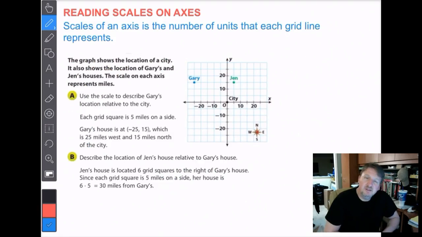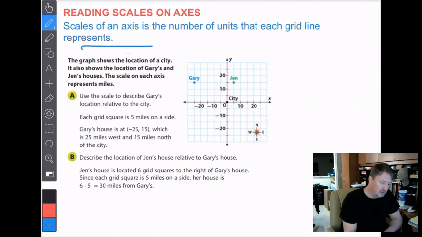Next one, it says we can use a grid like this to read scale. So, reading scales on the axes. It says a scale of an axis. I wanted to use my pointer tool. The scale of an axis is the number of units that each grid line represents.